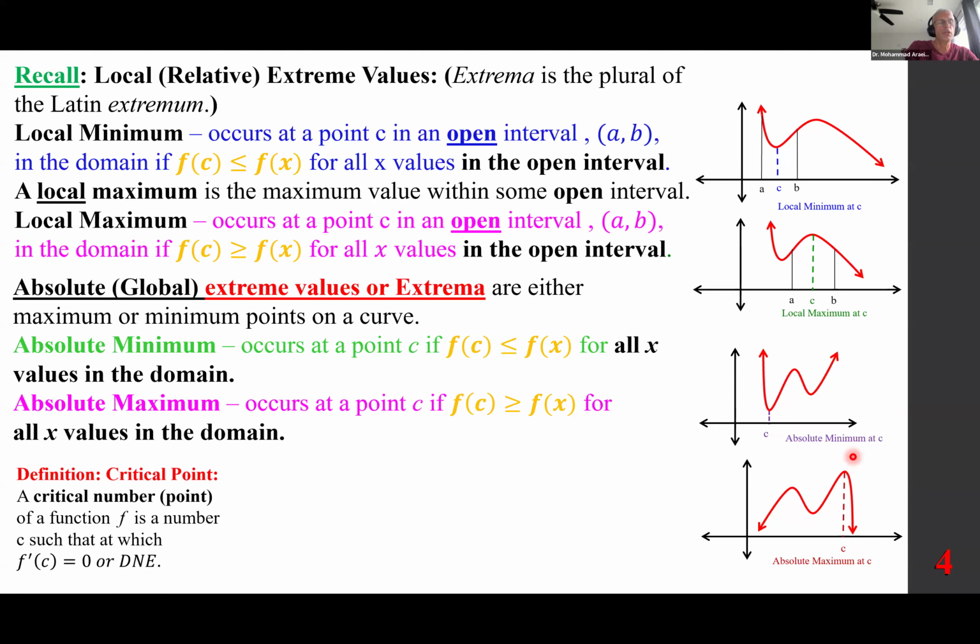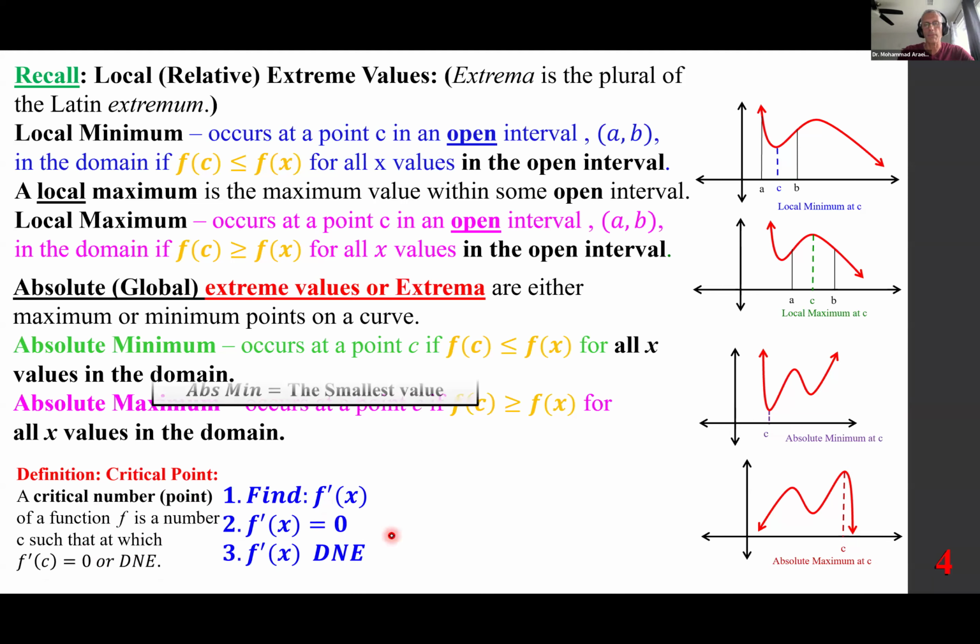Definition of a critical point. A critical number or point of a function is a number c such that f prime is 0 or does not exist. So the process would be find f prime of x, set it equal to 0, also where f prime doesn't exist. Those values are critical points.